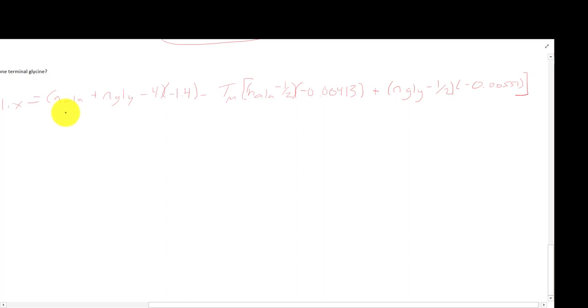Now, again, we still have 40 minus 4 times negative 1.4. That's easy enough. That is, again, 36 times 1.4, 50.4, sorry. That's going to be our favorable glue holding this thing together. Now, this piece, we have 39 alanines and we have one glycine. So 38.5 times negative 0.00413, we get 0.159005, and then we get 0.5 times negative 0.00551.